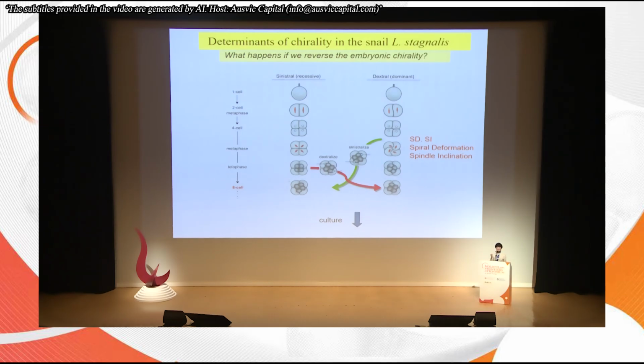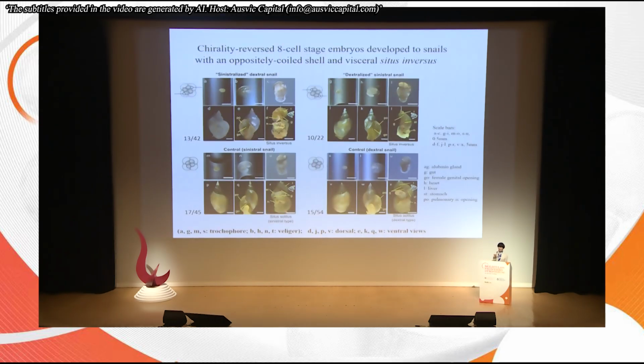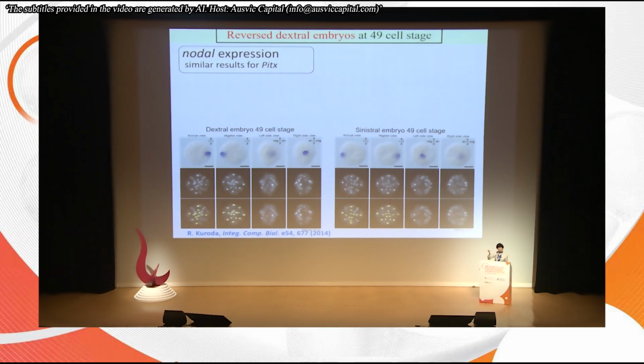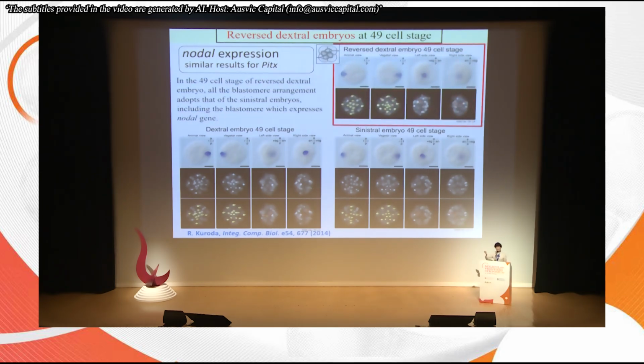Then we culture these things. That is the most difficult part. But we managed to create animals, snails, and surprisingly, it's completely opposite. This is the sinistralized dextral snail. It's a dextral snail, but we pushed it under the microscope at the embryonic stage, and it becomes a sinistral snail. And this is a sinistral snail, but if it's manipulated under the microscope in the dextral way, its orientation just becomes dextral. That is really amazing. And the positional nodal is also converted to the mirror image side.